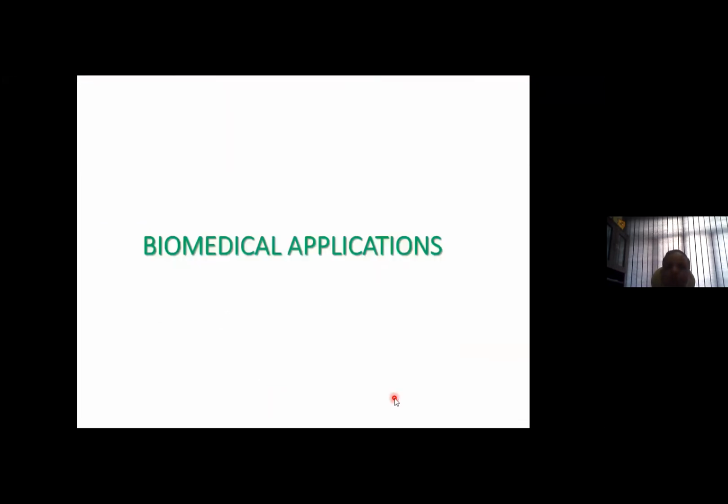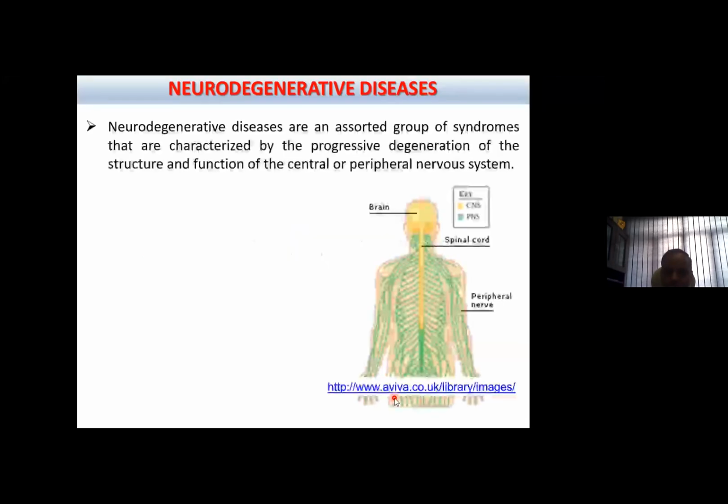Okay. So now we will move to the biomedical application section. In biomedical application, as I said, we have various diseases here. One of the diseases I'm focusing on here is neurodegenerative diseases. Basically, neurodegenerative diseases are a class of diseases specific to the neural system, like your central and the peripheral nervous system.